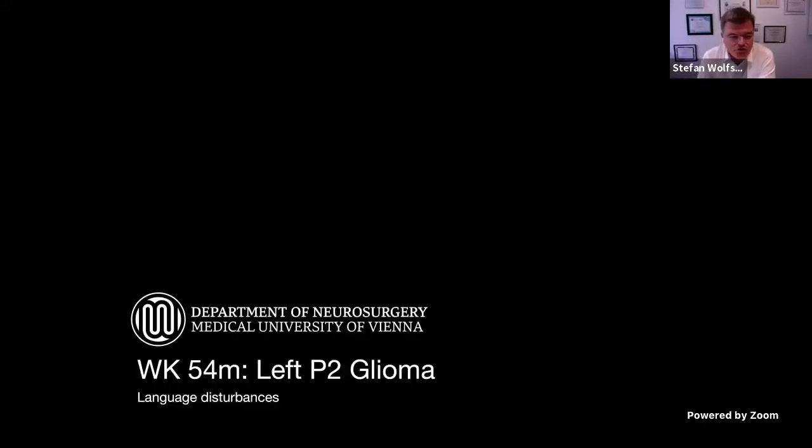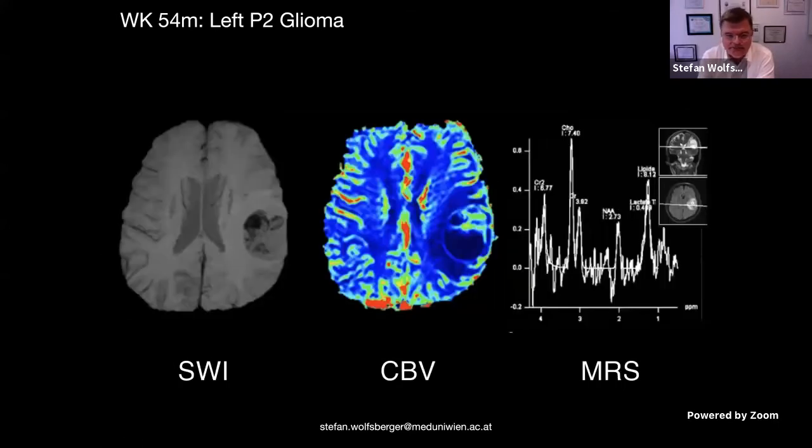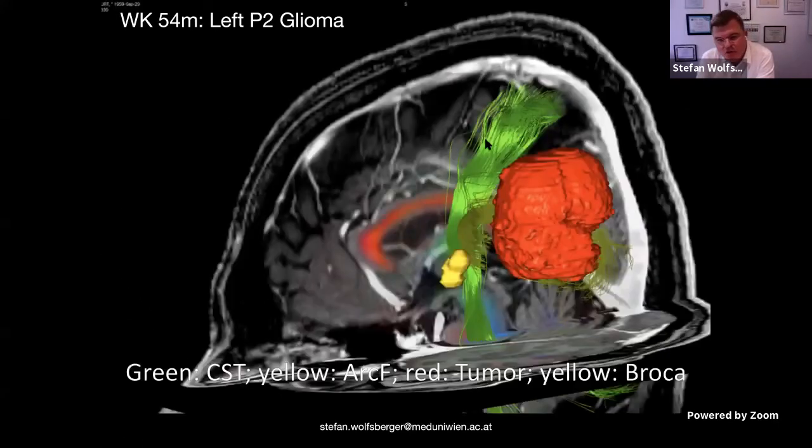This is just to show you how it works. So here we have a left P2 glioma, obviously, again, a high-grade glioma. And you see our tractography.